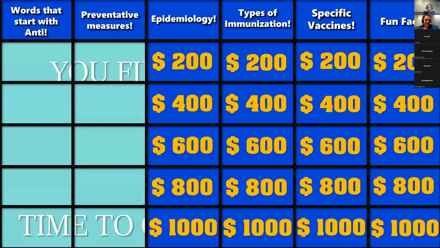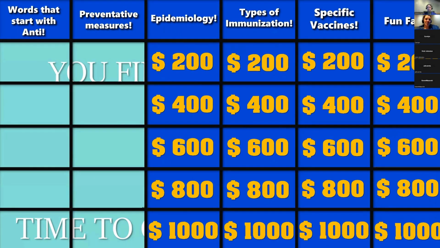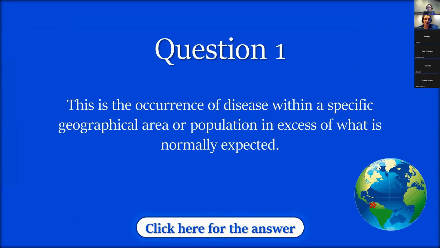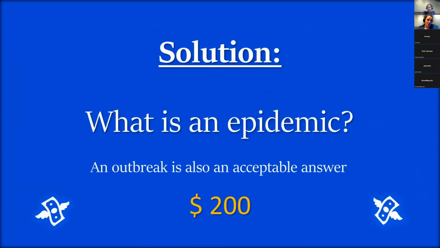All right, on to epidemiology category. Question 1 is this is the occurrence of a disease within a specific geographical area or population in excess of what is normally expected. So if you answered what is an epidemic or an outbreak, absolutely, you can give yourselves $200 for that question. Good job.